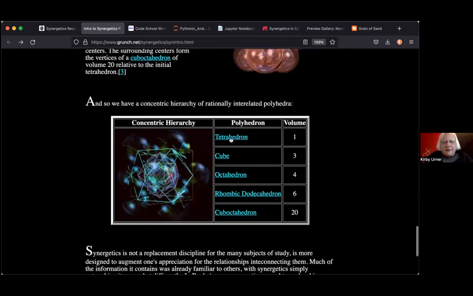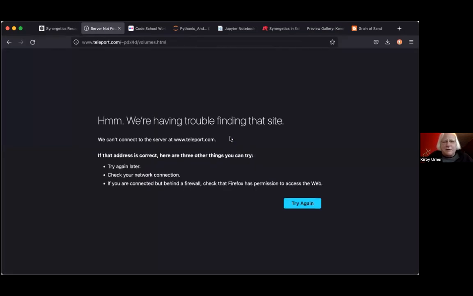So let's see if tetrahedron goes to my volumes page. I think it does. Oh, see, there's a problem already. Oh, it's going. All right, I'll explain.